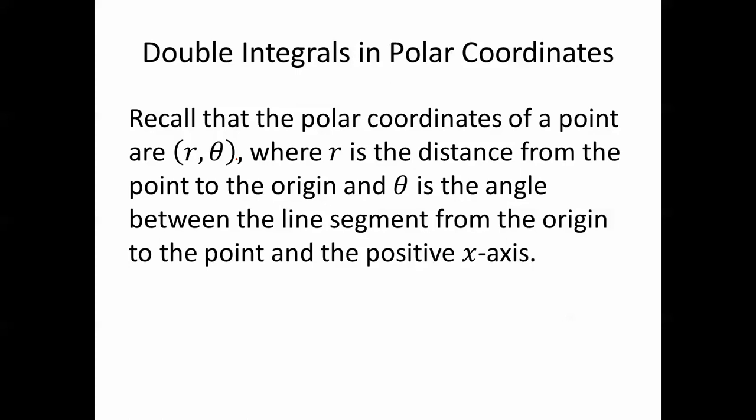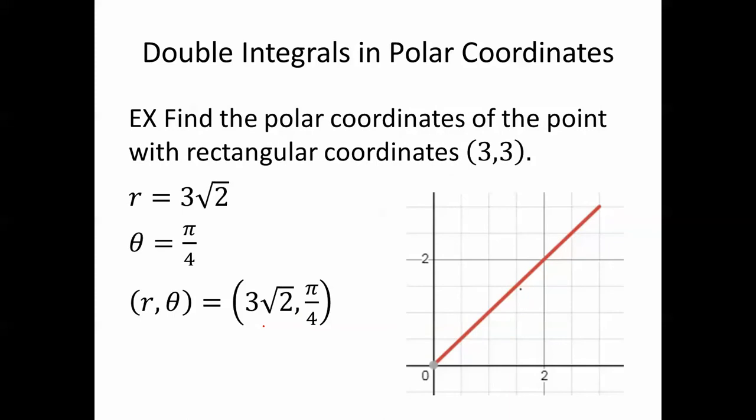Recall that the polar coordinates of a point are r, theta, where r is the distance from the point to the origin, and theta is the angle between the line segment from the origin to the point and the positive x-axis. So the polar coordinates of this point would be r, theta, where r is this distance and theta is this angle. For example, find the polar coordinates of the point with rectangular coordinates 3, 3.